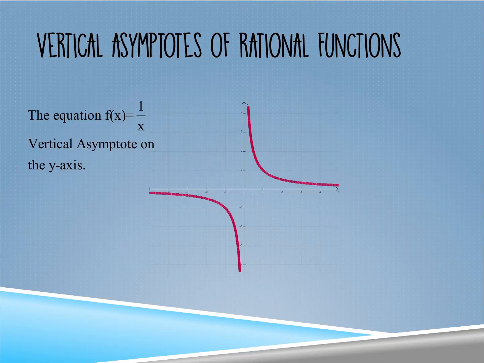All right, next we're going to look at vertical asymptotes. So if we have the equation f of x is equal to 1 over x, our vertical asymptote is on the y-axis. So that's this dotted line here that our graph gets really, really close to, but never touches. Occasionally, our graph can cross a horizontal asymptote, but it'll never cross a vertical asymptote.